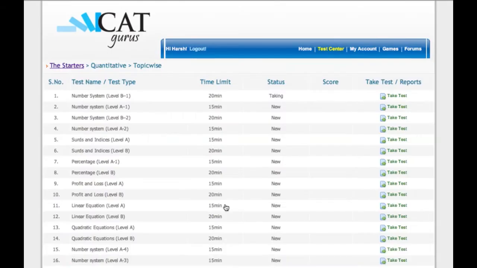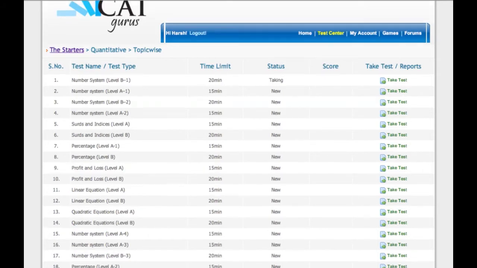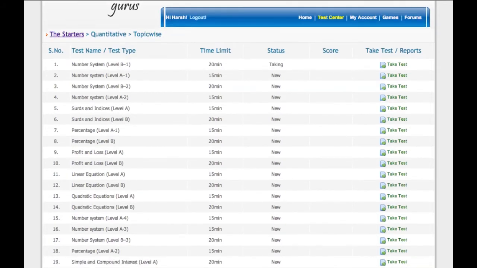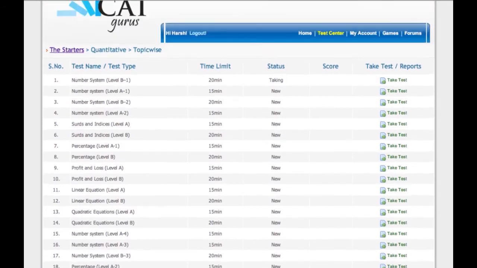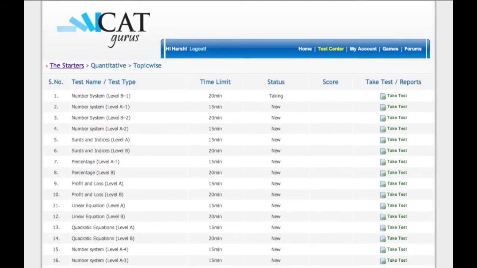So there are 20 tests in all. Let's have a look. There is number systems. Now there is level A, level B, and then there is level C also. So level A is the easiest level, level B is the slightly moderate level, and level C is the difficult level. So you have number system, surds, indices, percentage, profit and loss, linear equation, and so on. So you have all these topic wise tests which are covered here. Let's go back.